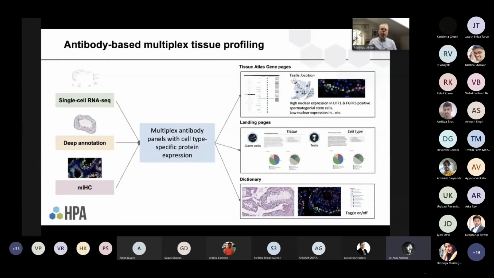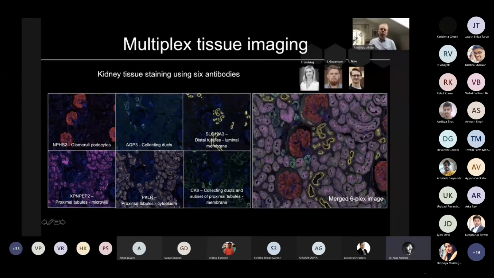We have then moved on and are now doing a lot of multiplex tissue profiling. So we're combining single cell data with the multiplex immunohistochemistry. And just to show you the beauty of this, I show you a kidney stained with 6 antibodies. And you can clearly see the glomeruli here in sort of red. You can also see both the proximal tubuli, the distal tubuli, and the collecting ducts in green. And you can see very, very nicely where your protein is localized.